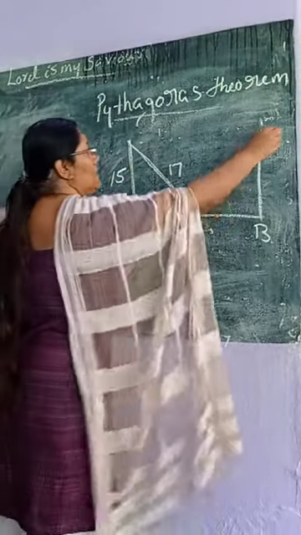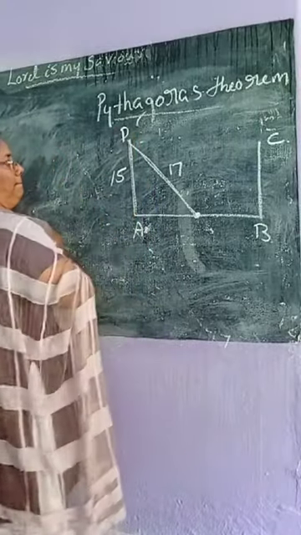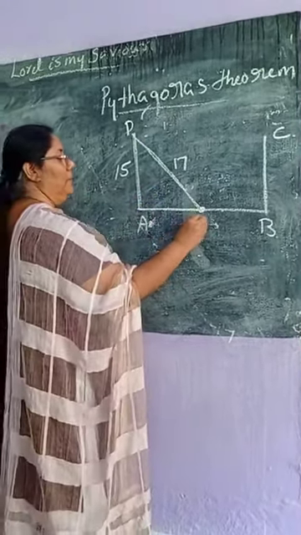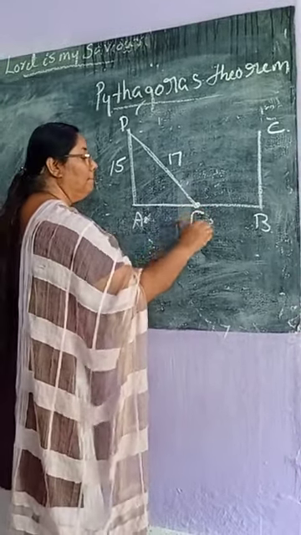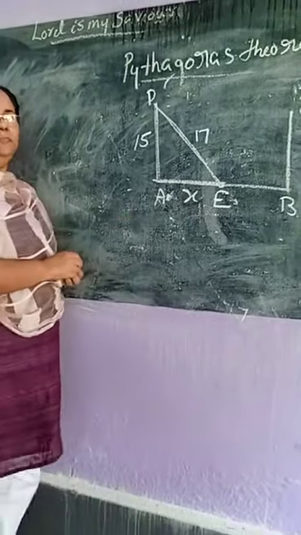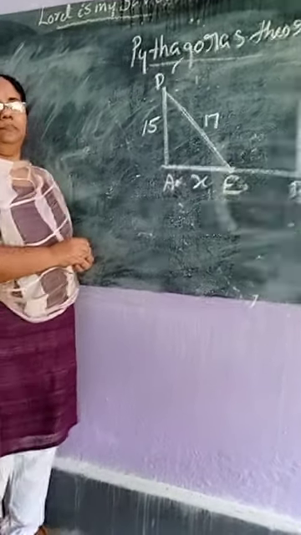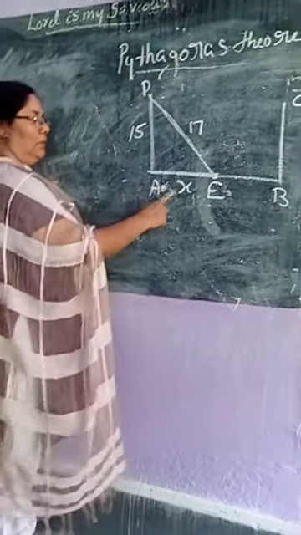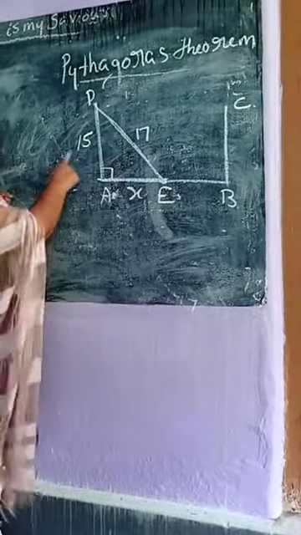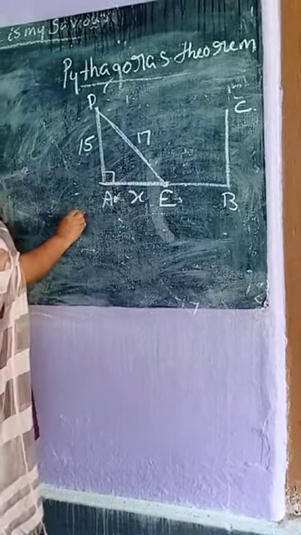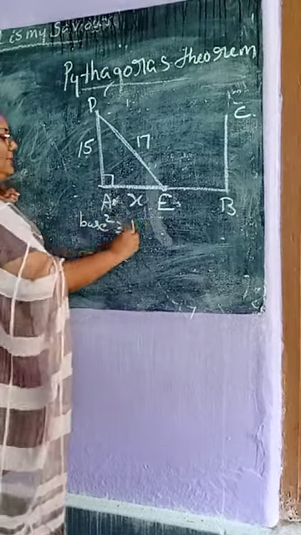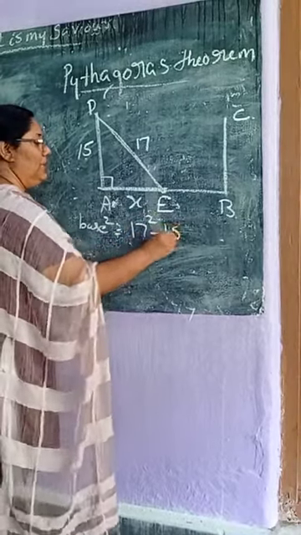A, B, C, D. And you can put this distance from A as x. Here we need the base. Hypotenuse is 17 and the altitude is 15. Therefore, what is base square? It is equal to 17 square minus 15 square.